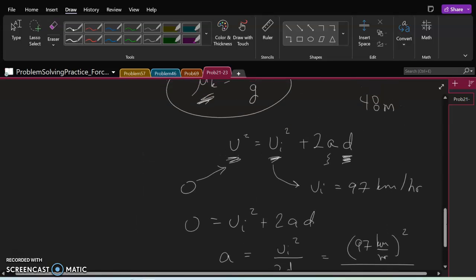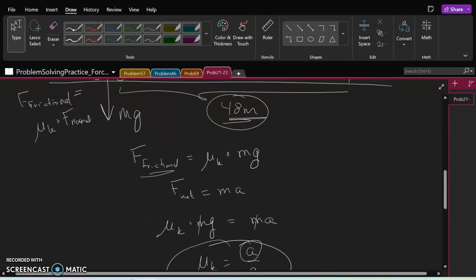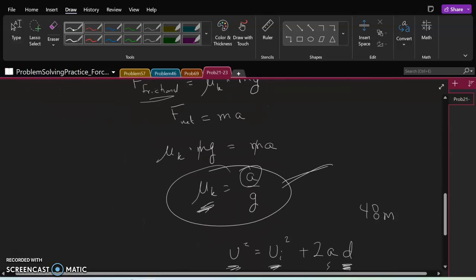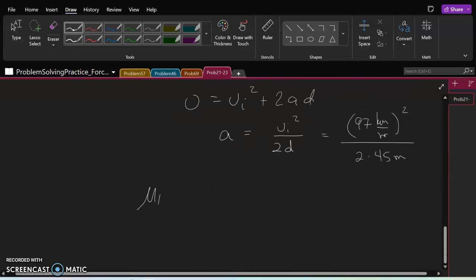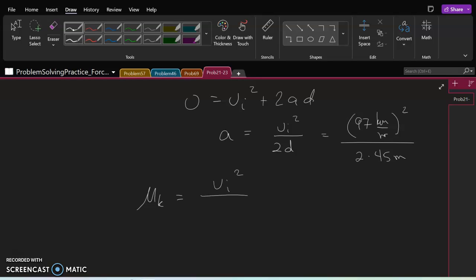Then I can even take that and combine it with this over here, and I'll be able to solve for that mu k. So if I really wanted to go all the way to the end here, I could say mu k equals a over g, and so, if I keep the letters, I'm going to get 2d over little g, and that's going to be the same as vi squared over 2g times d.